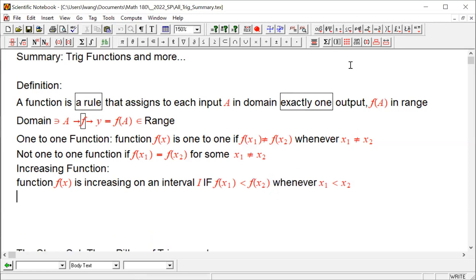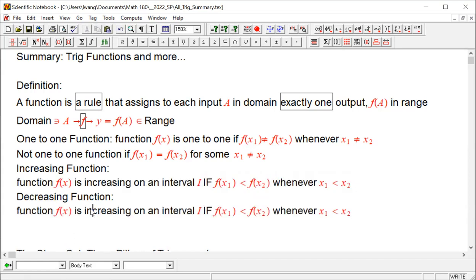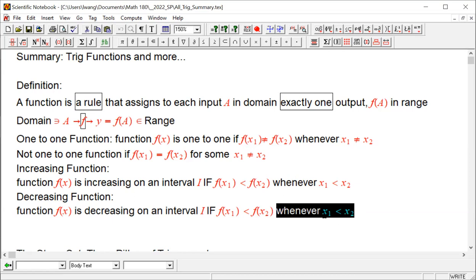So their outputs have the same relationship. Okay. And decreasing function, everything stays the same for decreasing function, and the change from increasing to decreasing is still on an interval. Whenever x1 is less than x2, whenever input 1 is less than input 2, the output has a reverse relationship. So that's increasing function, decreasing function.